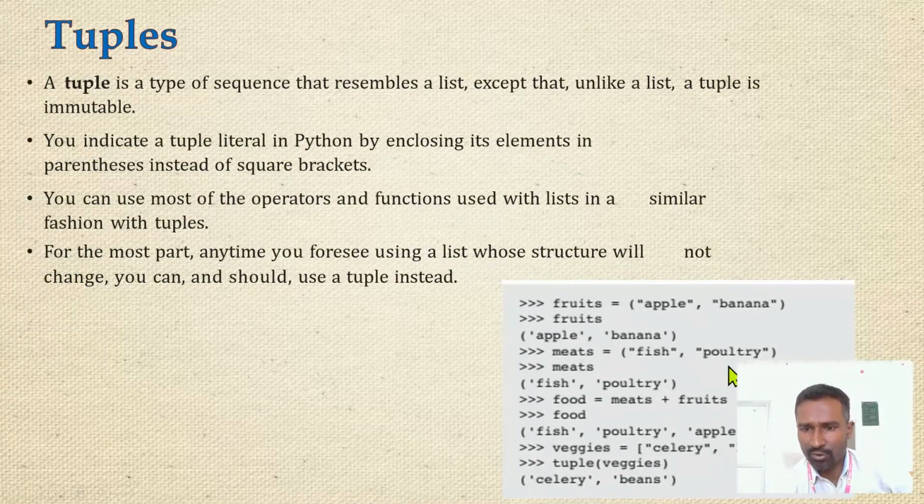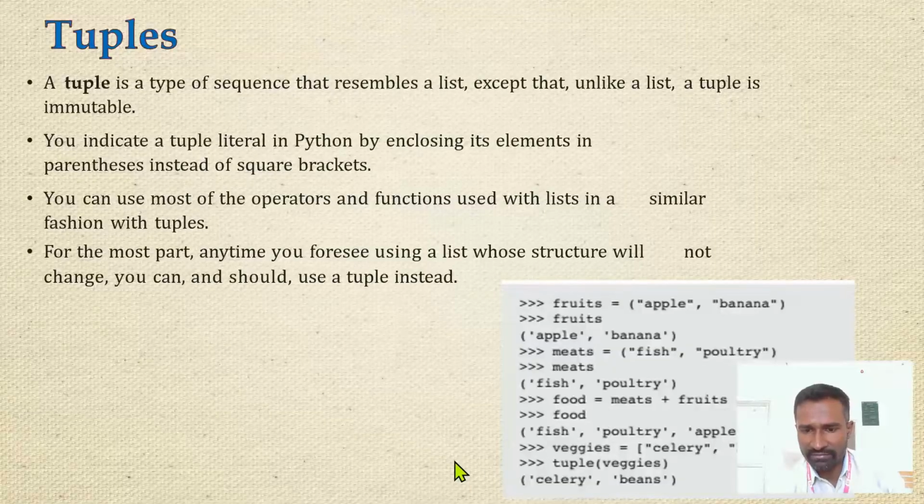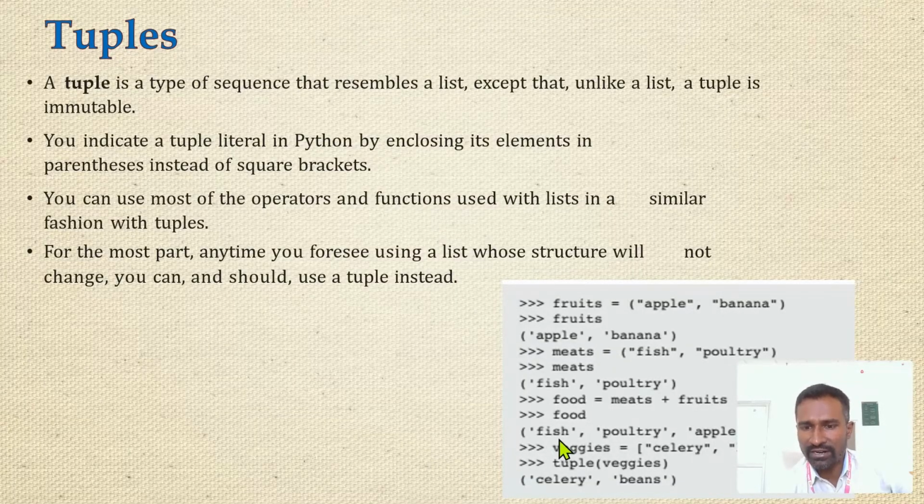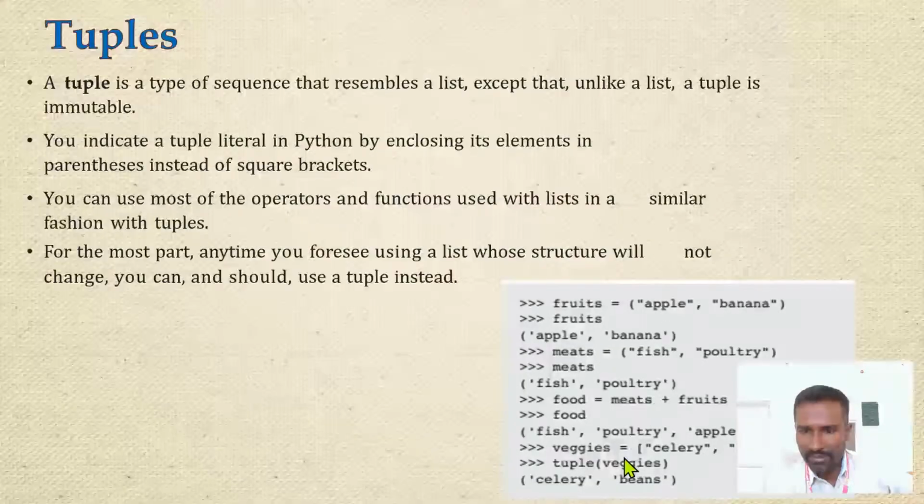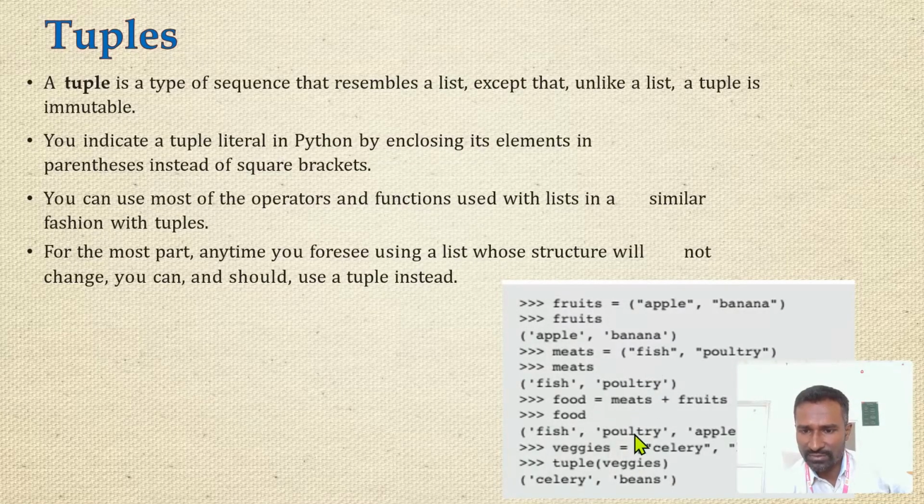Meats is fish, poultry. So food is equal to meats plus fruits. It will be displayed like a concatenation: meats plus fruits, that is fish, poultry, apple, banana. It's concatenated. Veggies is equal to celery and beans, a tuple of veggies, and it will be displayed. So this is a tuple.